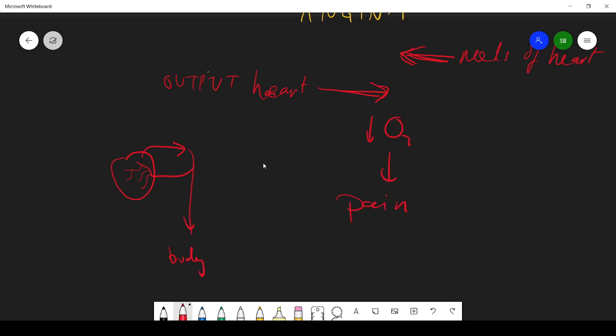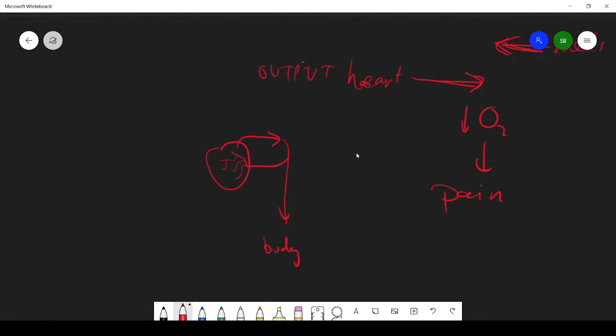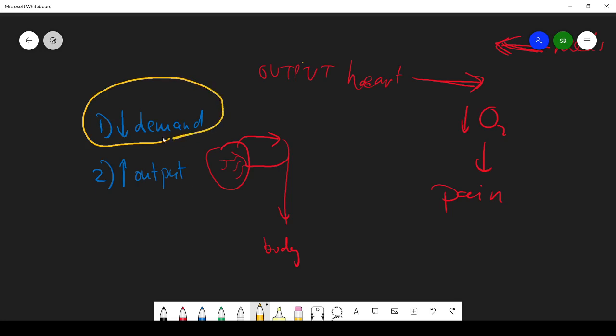So there are two ways of doing this. We can either reduce the demand or increase the output of the heart. What calcium channel blockers do is they focus on decreasing the demand and increasing the output. So they do both. How do they do that?